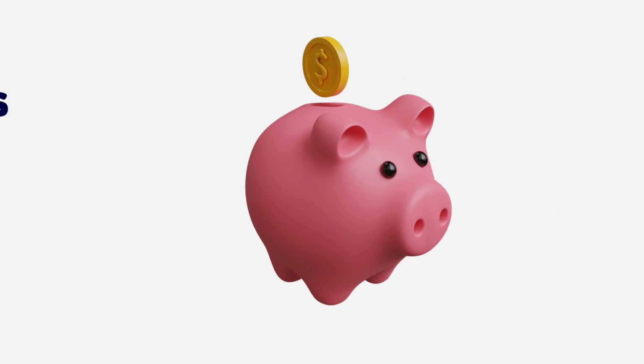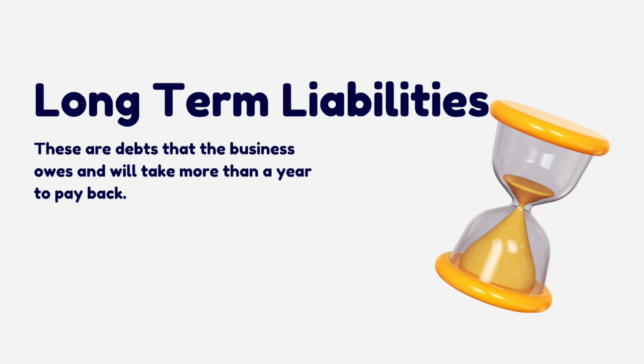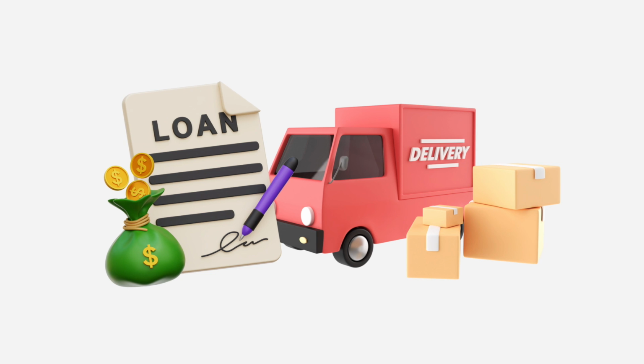Next up, we have long-term liabilities. These are debts that the business owes and will take more than 1 year to pay back. This could be things like bank loans or a mortgage. So let's say your sports store took out a loan to buy a delivery truck, and the loan needs to be paid back over 5 years. That's a long-term liability. Even though you'll pay small amounts each year, the overall debt remains for a long time.